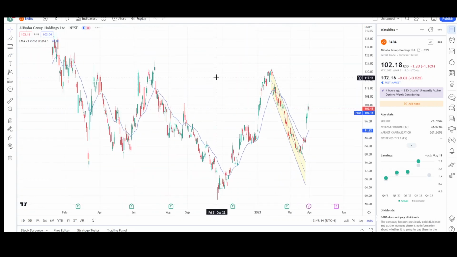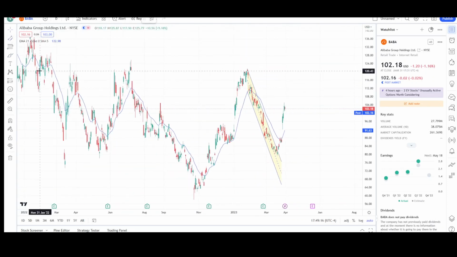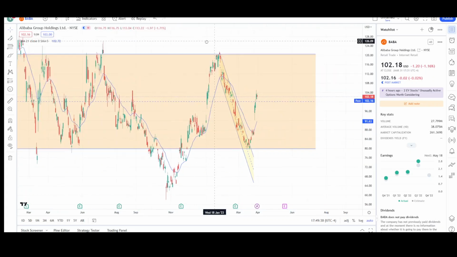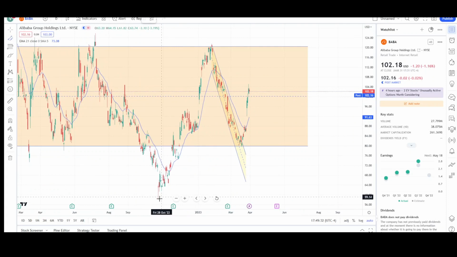Overall pattern is a ranging pattern. You can see this is the bigger picture, the macro structure. Since we bounced right here, this is probably where the range lows are. I mean, before it was hard to find them, but since we bounced here, there's probably a good chance this is the range lows.